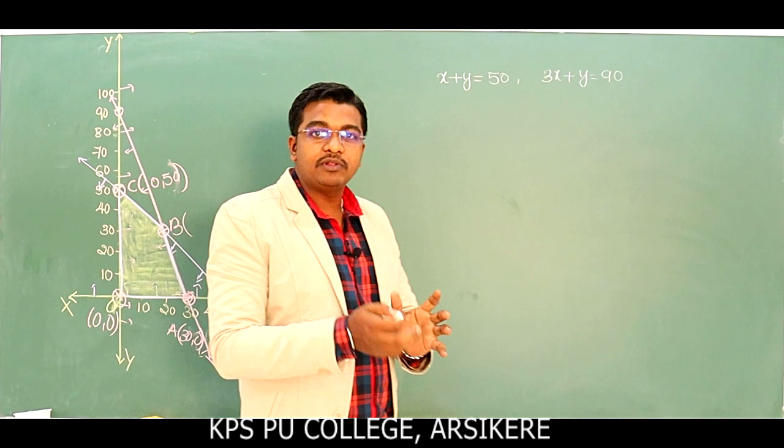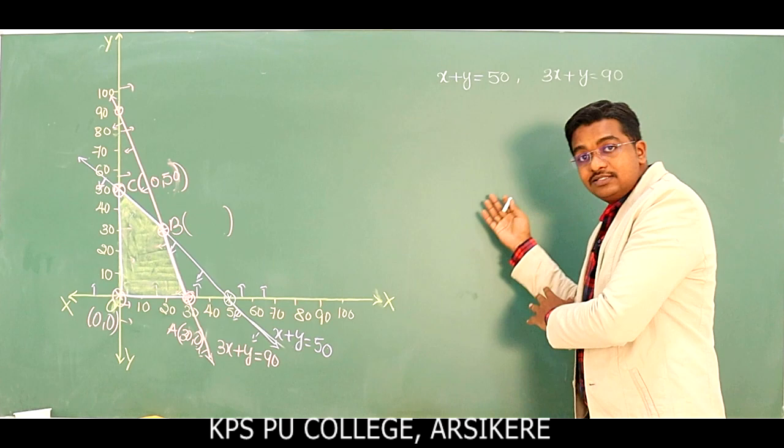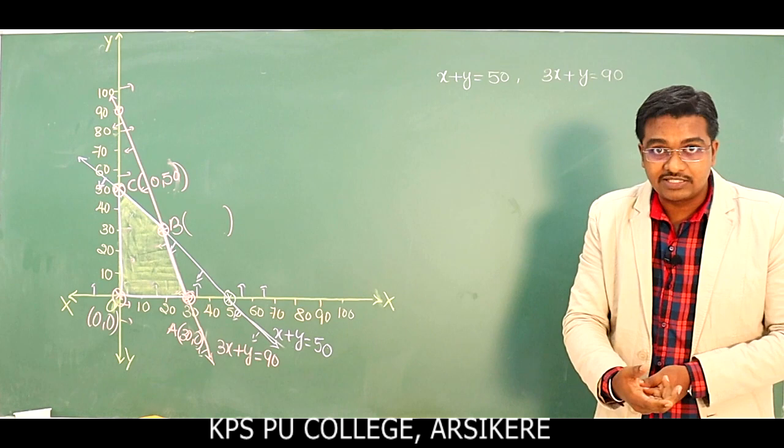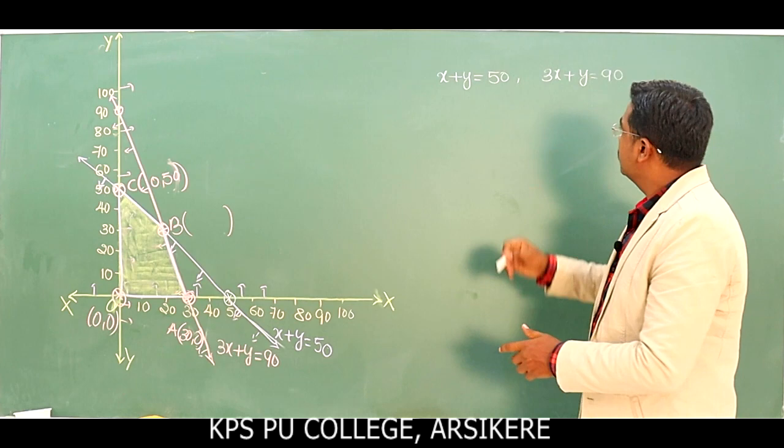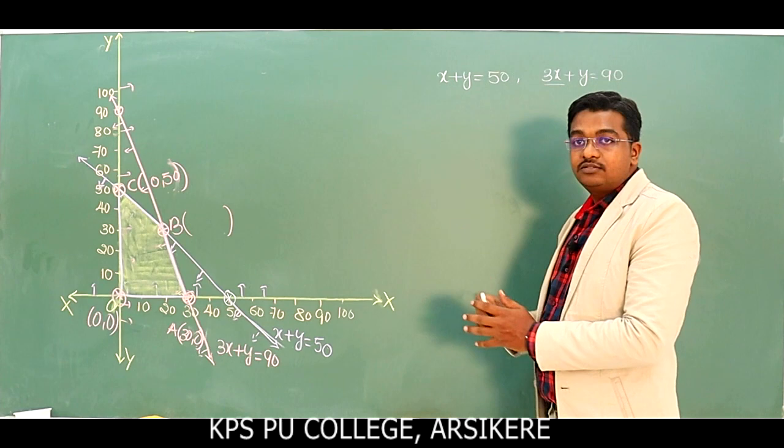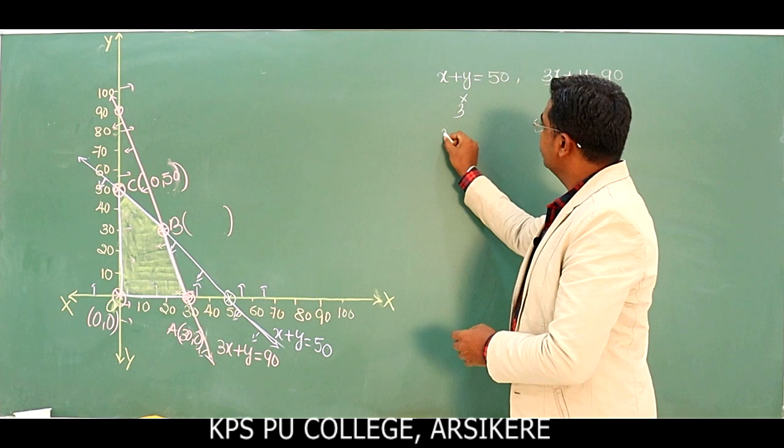So in cancellation, either we have to cancel x term or y term. To cancel the x term, we have to equate the coefficient of x. Similarly, to cancel y terms, equate the coefficient of y. Okay, here I'll cancel the x term. What is the coefficient of x here? 3. So here the x coefficient is 1. So multiply this equation by 3. So this becomes 3x plus 3y is equal to 150.